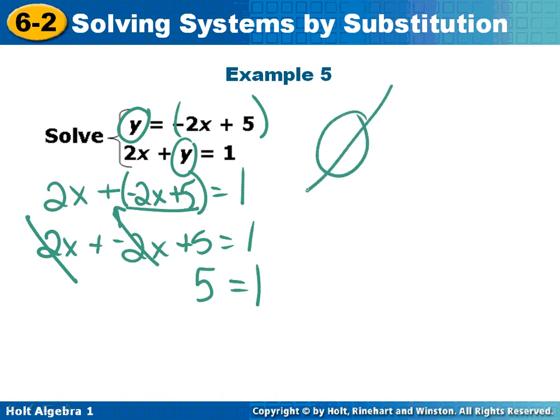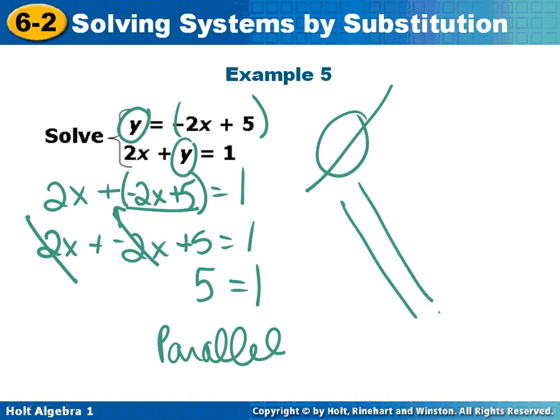And can you think of how two lines can have no solution, which means they never cross? Exactly. The description of these lines would be parallel lines. So they are going to go like this. One is going to cross at 5, the other one is going to cross at 1, and they're both going to have a slope of negative 2, so they will never cross.